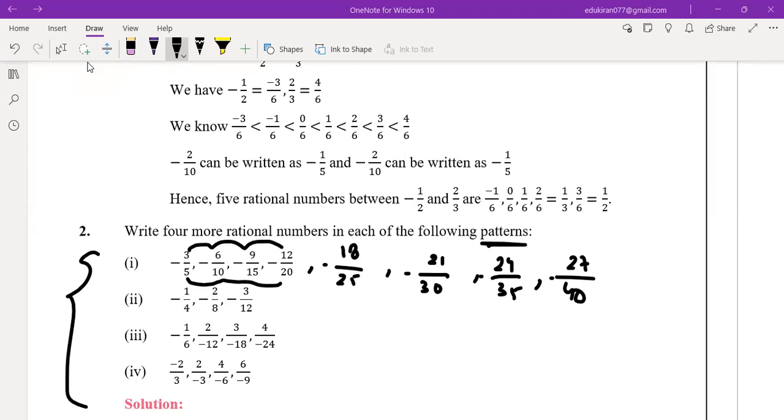Ma'am, can you just explain the second one? Just follow the pattern. See, 1, 2, 3. What will come next?